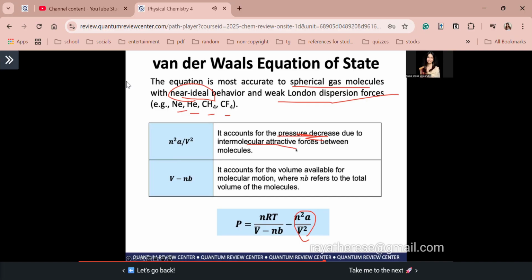Okay? Kasi hindi na sila nag-move in random motion. Rather, nag-interact na ang molecules mo with each other. That's why the pressure decreases. And then the V minus B here, okay? It accounts for the volume available for molecular motion.